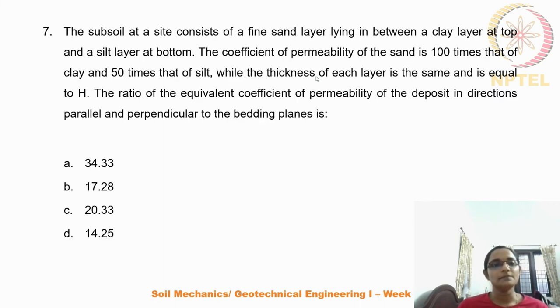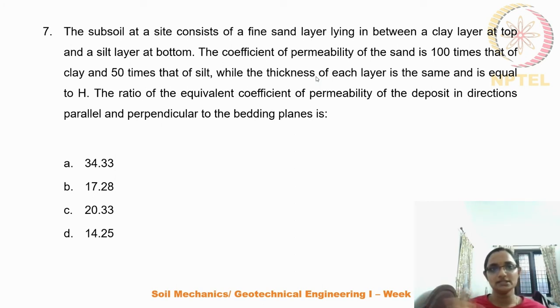That is, the subsoil at a site consists of a fine sand layer lying between a clay layer at top and a silt layer at bottom. So we have a three-layered soil. At the bottom silt, above that fine sand, above that clay. The coefficient of permeability of the sand is 100 times that of clay and 50 times that of silt. Also, the thickness of each layer is the same and equal to capital H. So we have a three-layered soil, each layer having equal height capital H.